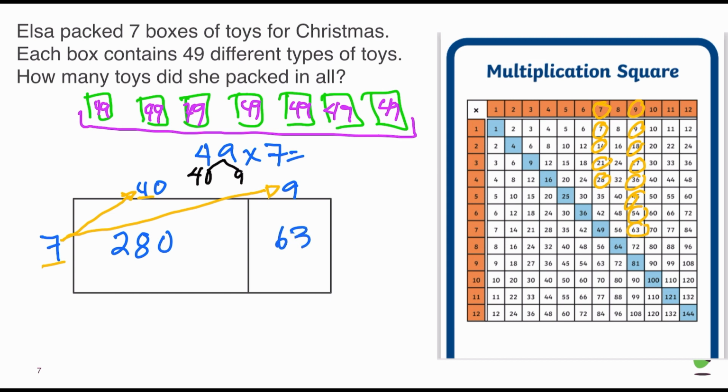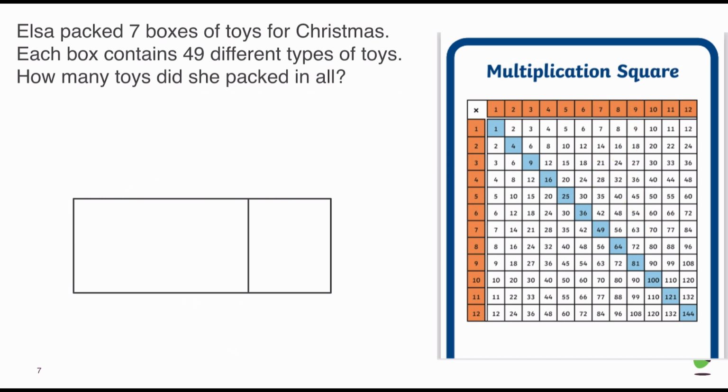And then, we are going to put this together. Okay? 280 plus 63 will be what? 343. Okay? So, do we have the same answer? If yes, good job. If not, it's okay. At least you tried, and maybe your answer is close too.